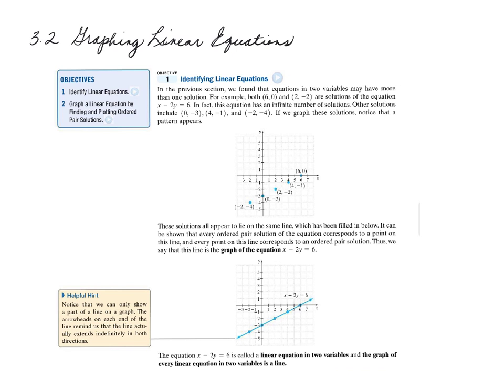Now, because this is a linear equation, that means the graph of it is a line. So we're going to be graphing linear equations in 2 variables. These equations have 2 variables, x and y variables. And the graph of every linear equation in 2 variables is a line. You're going to get much more information on this as we move ahead.